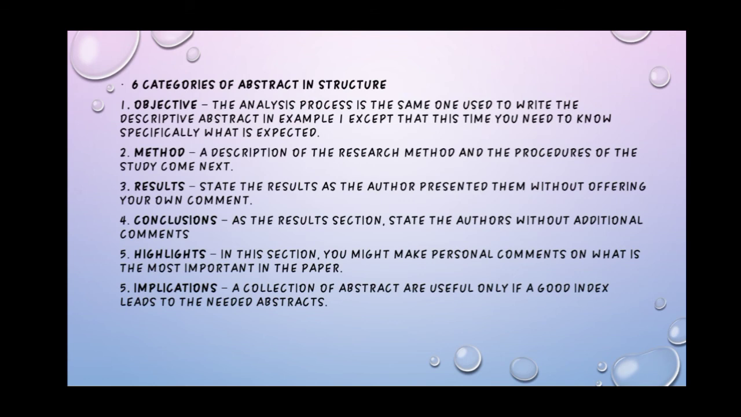Firstly is objective. The analysis process is the same one used to write the descriptive abstract in the example, except that this time you need to know specifically what is expected. Secondly is method. A description of the research method and the procedure of the study comes next. Thirdly is result. State the results as the authors presented them without offering your own comment. Fourthly is conclusion. As in the result section, state the authors' conclusions without additional comments.